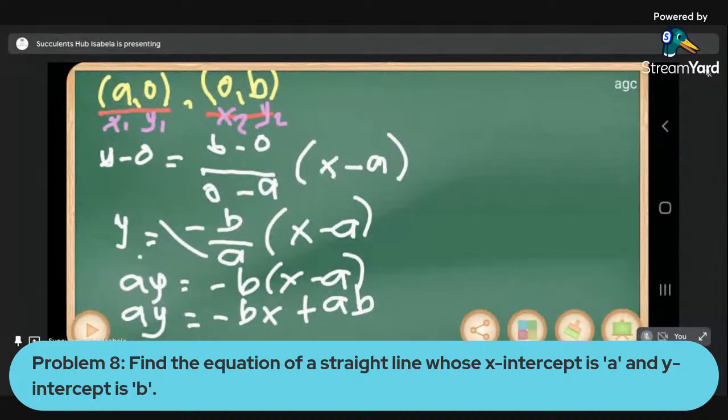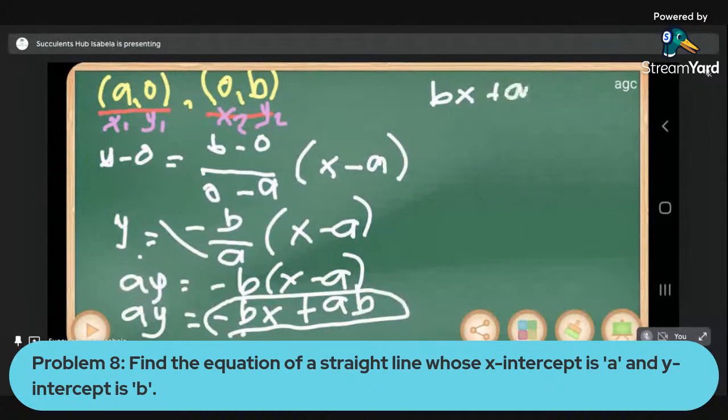Okay? So, let's continue. Kasi negative yung x natin, ililipat natin tong buong ito doon. So, you will have bx plus ay minus ab equals 0. Okay? Or we can write this as bx plus ay is equal to ab.